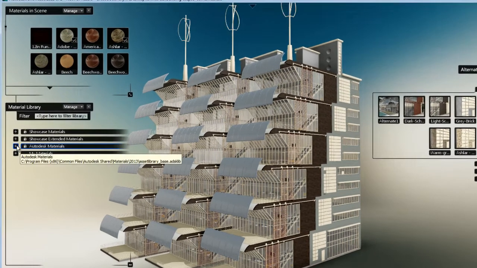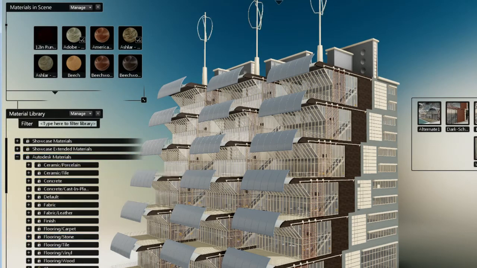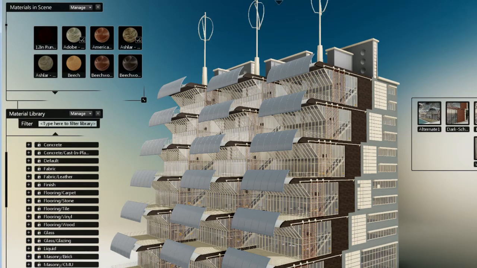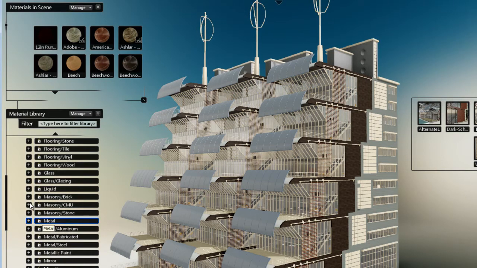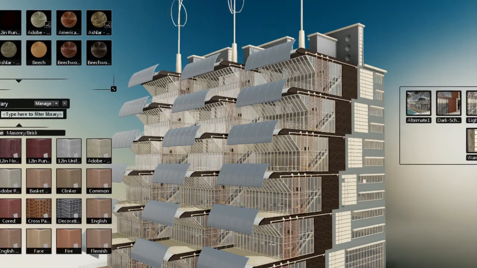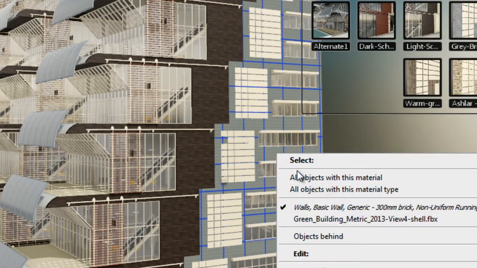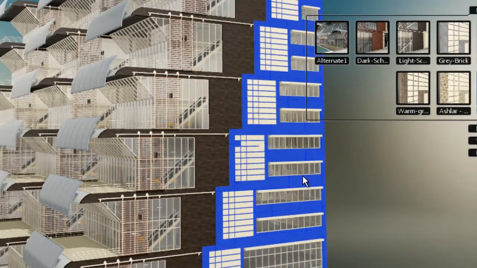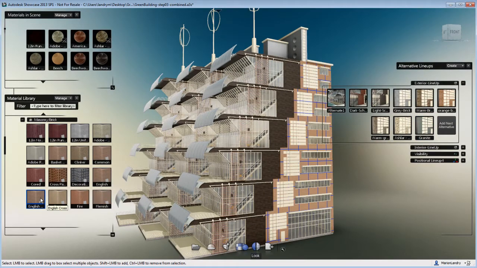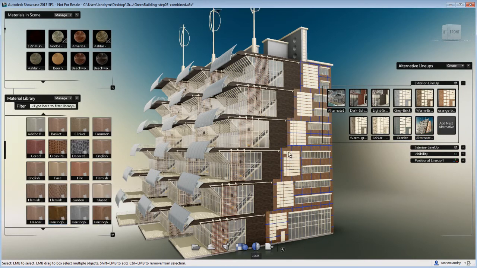Showcase supports the Autodesk Material Library, so the materials that were applied in Revit are preserved. Selection and application of different materials in Showcase is a simple task with the option to select all objects with the same material. Then, it's up to you to try as many materials as you want and save your selection to material alternatives.